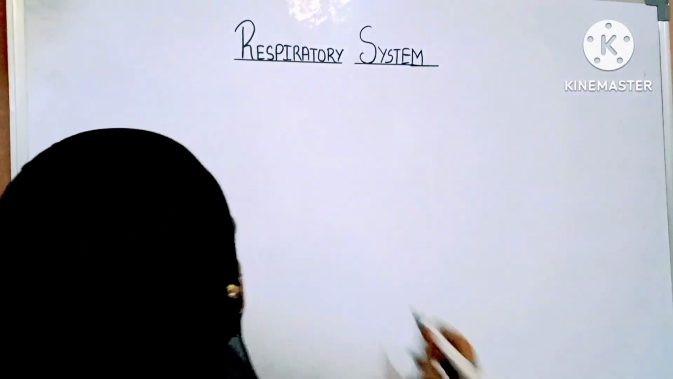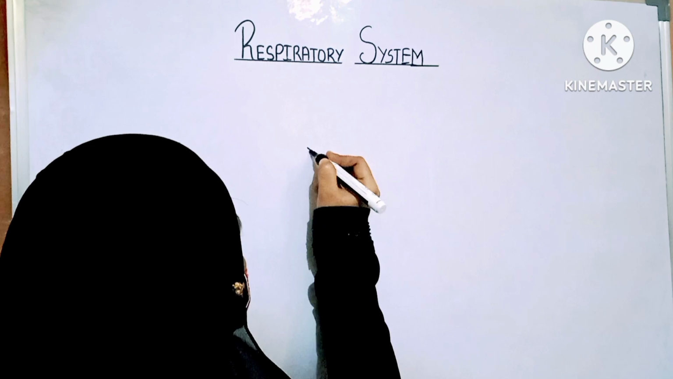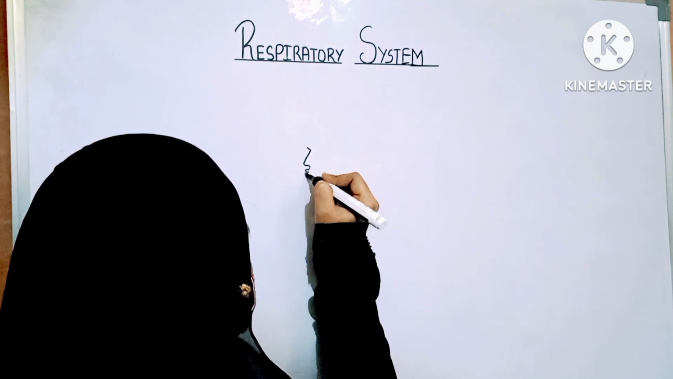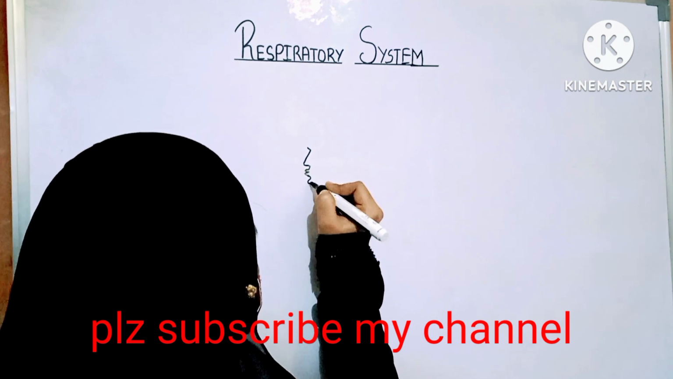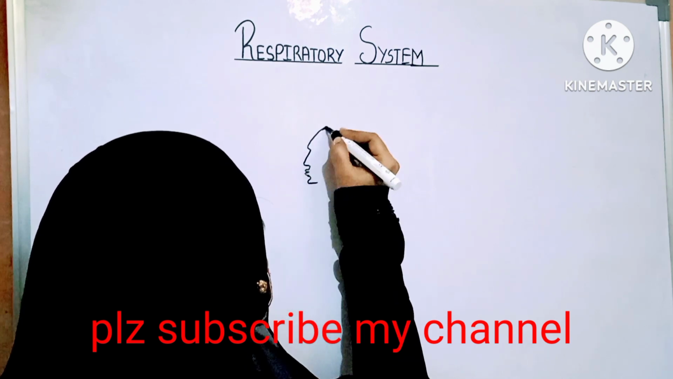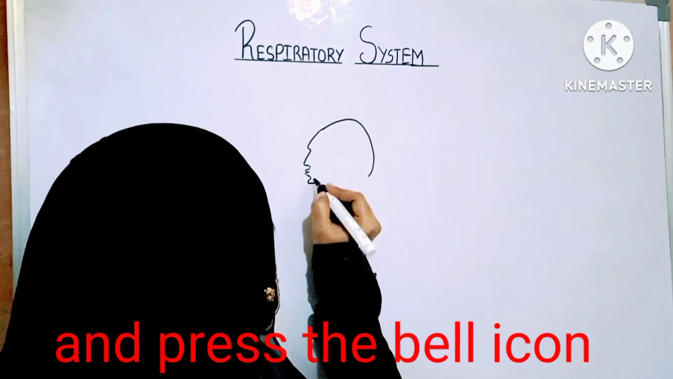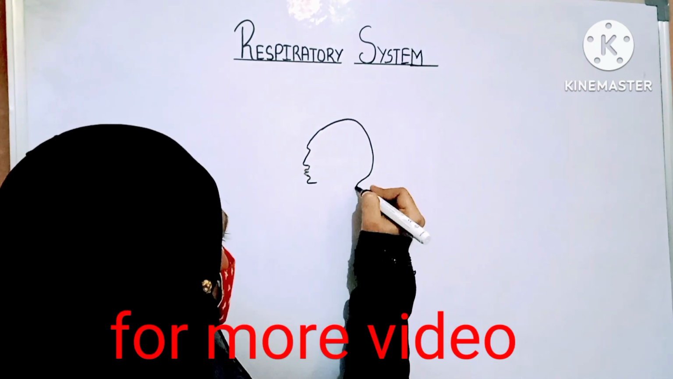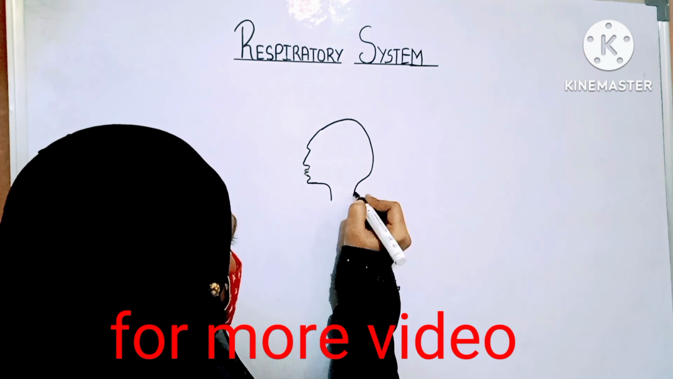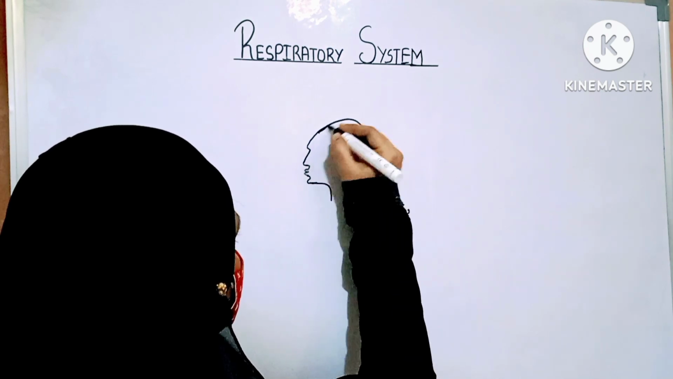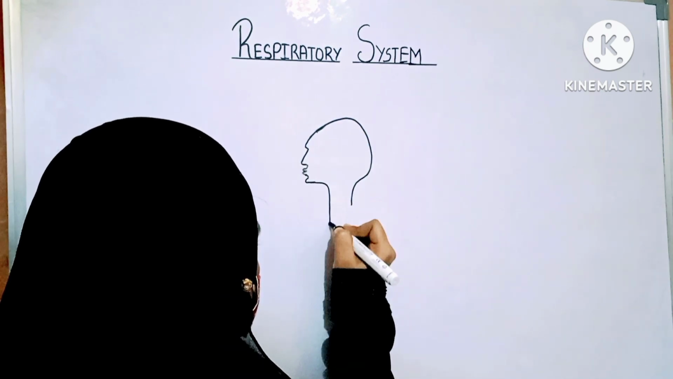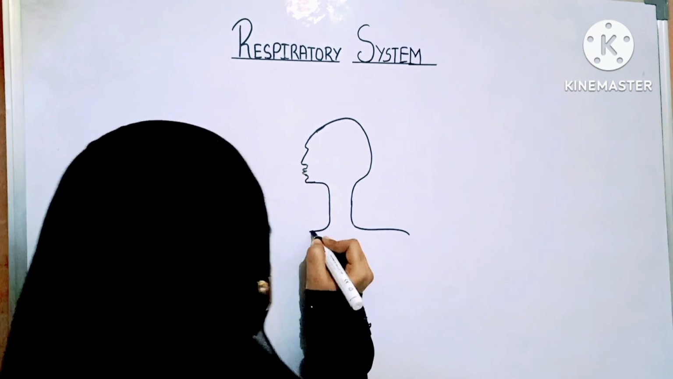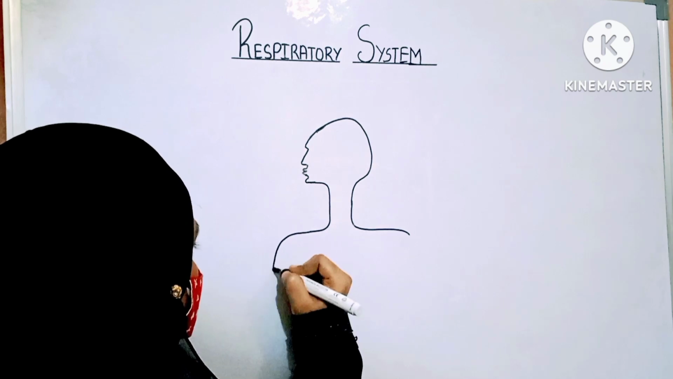Hi student, today let us draw the diagram of a respiratory system. First of all, let us draw the rough diagram of a face, the nose and the mouth. The nose is the first major organ of the respiratory system. Air enters our body through the nose. Then the air passes through the other organs of the respiratory system and reaches the lungs.